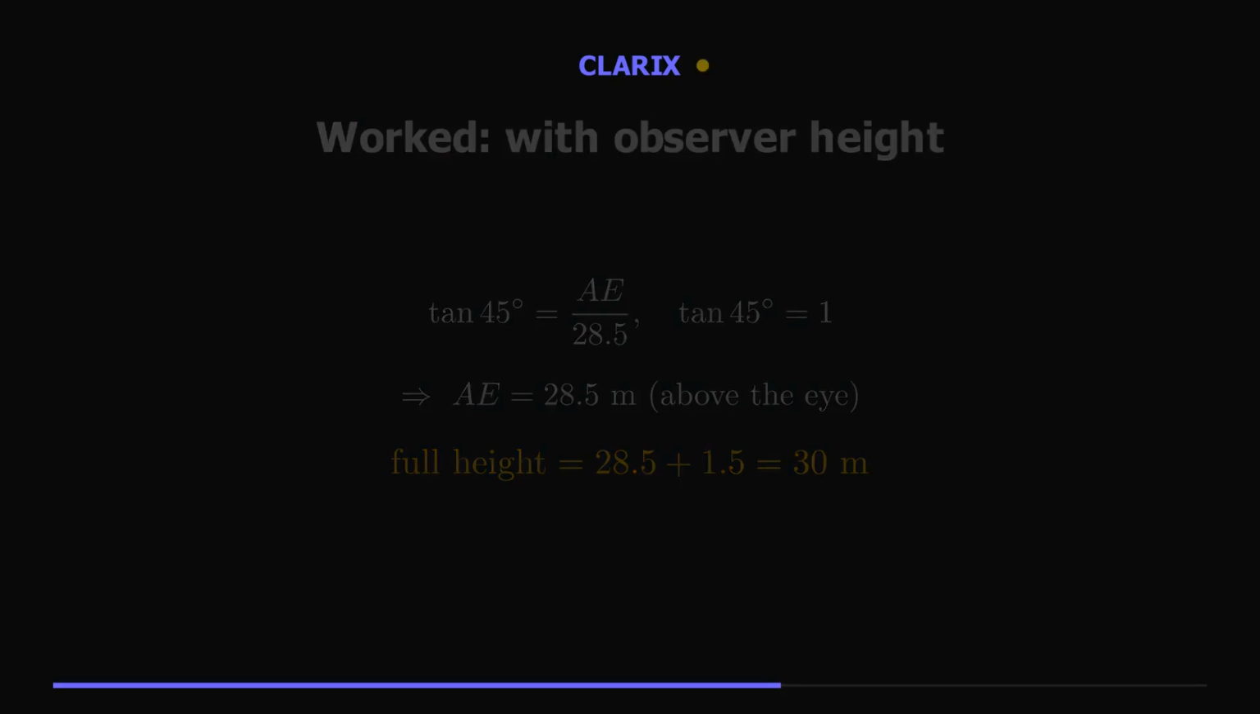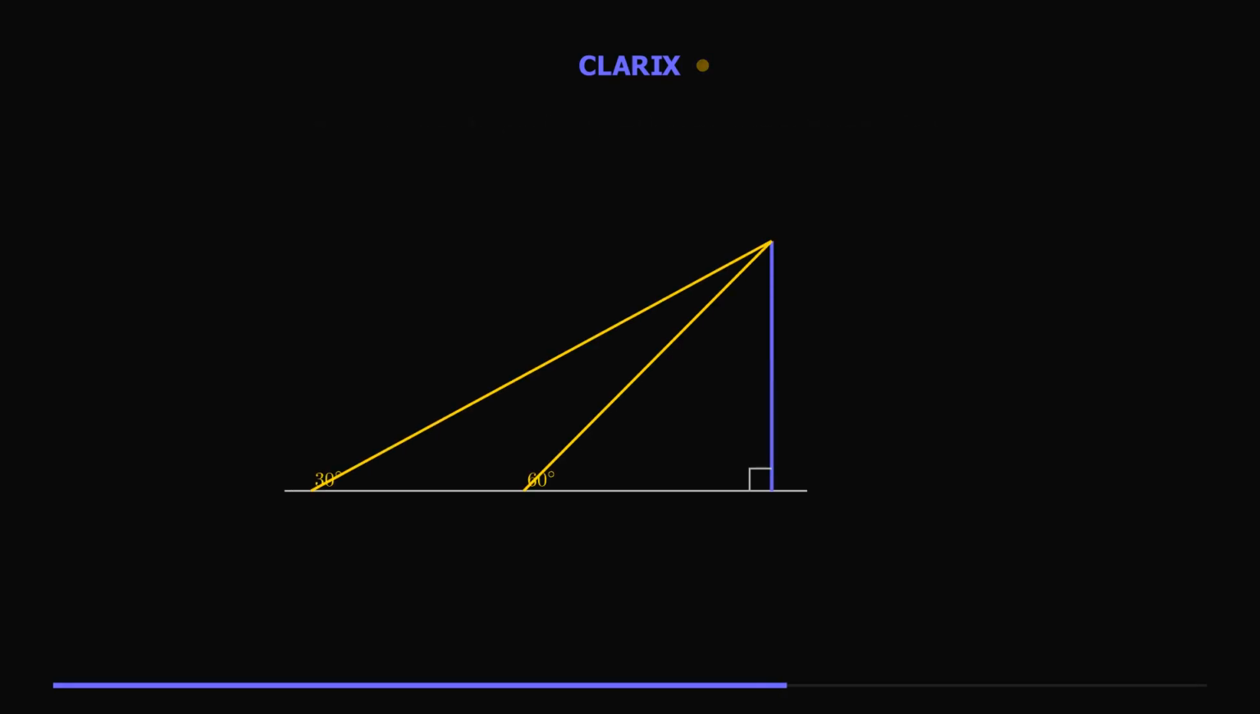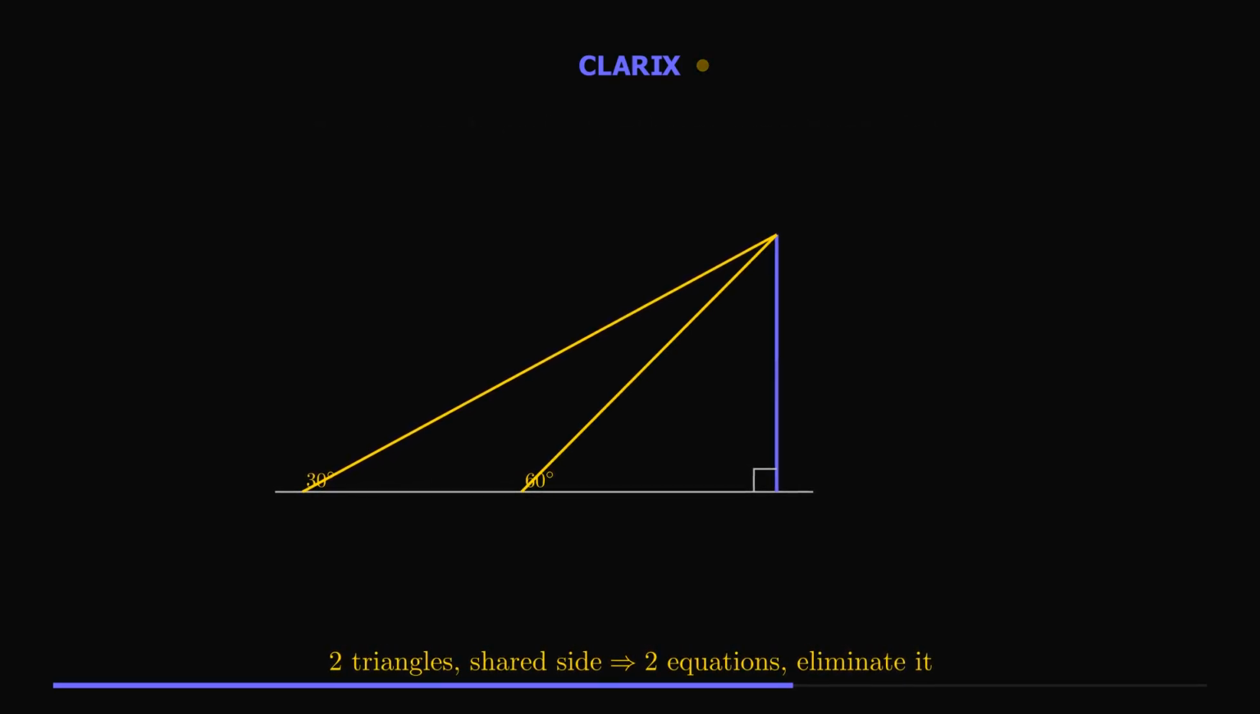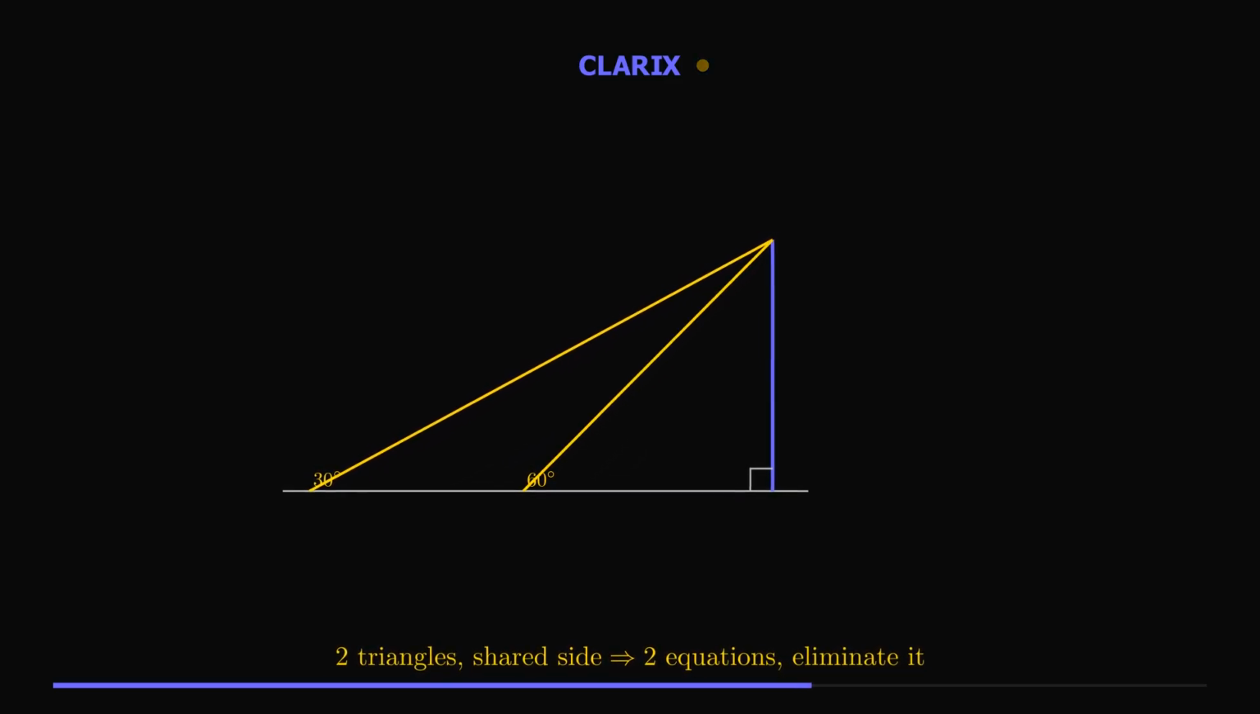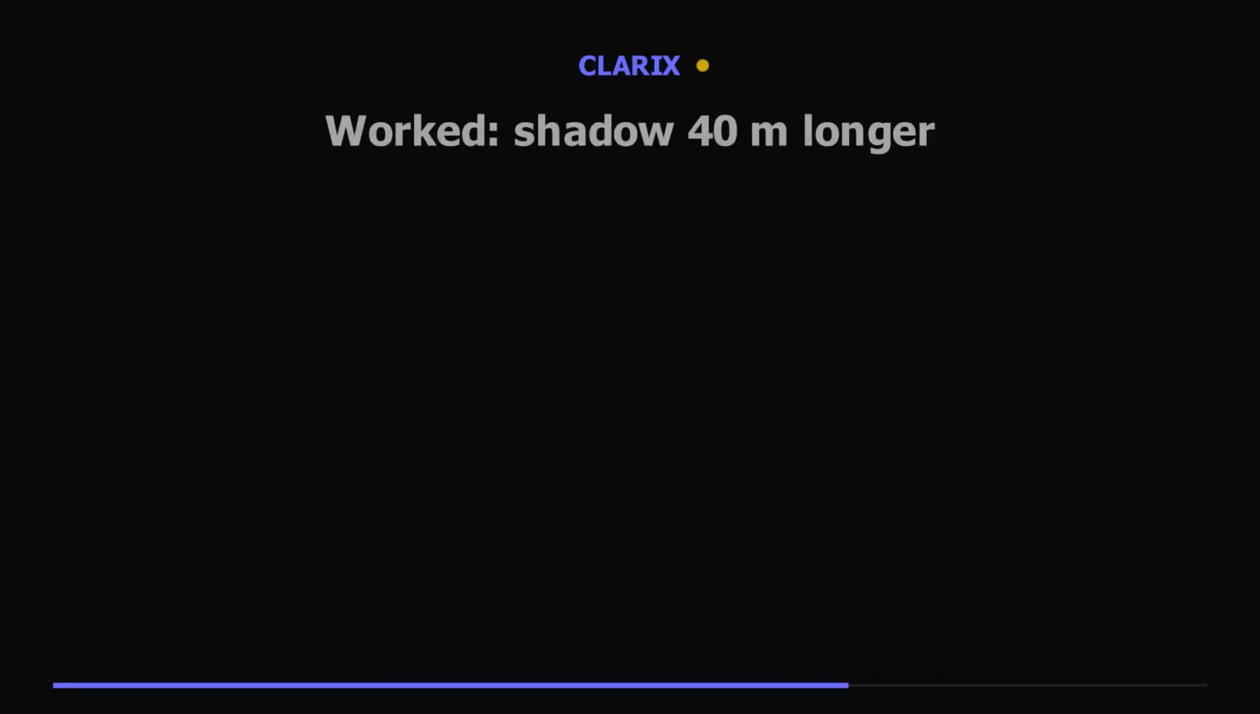That's the full height. The harder problems have 2 triangles that share a side, a building with a flagstaff on top or 2 observation points, or an elevation and a depression from one tower. The trick is always the same. Write one equation for each triangle, both involving the shared side, then eliminate that common side between them. 2 equations, one unknown.